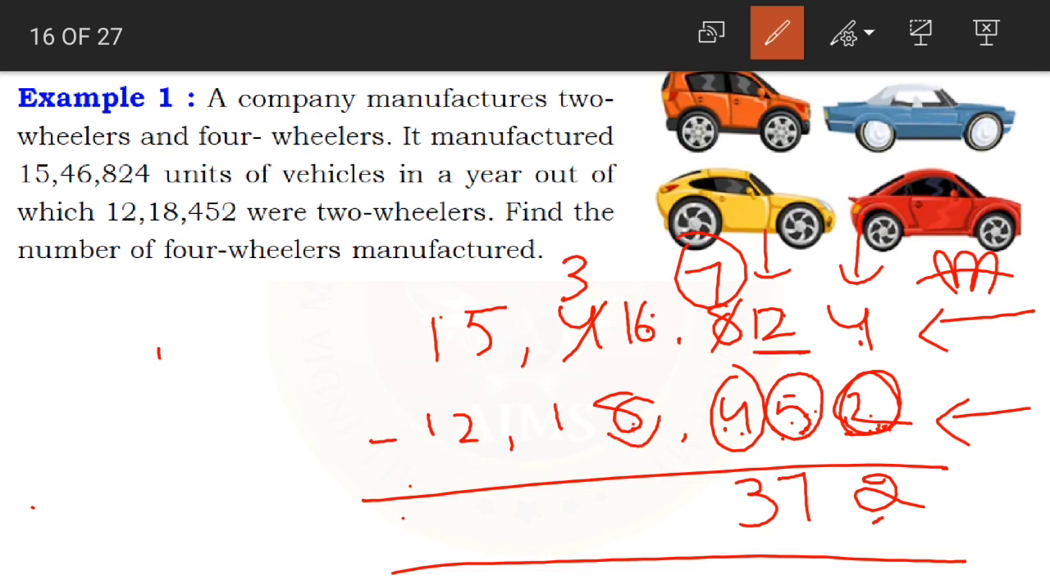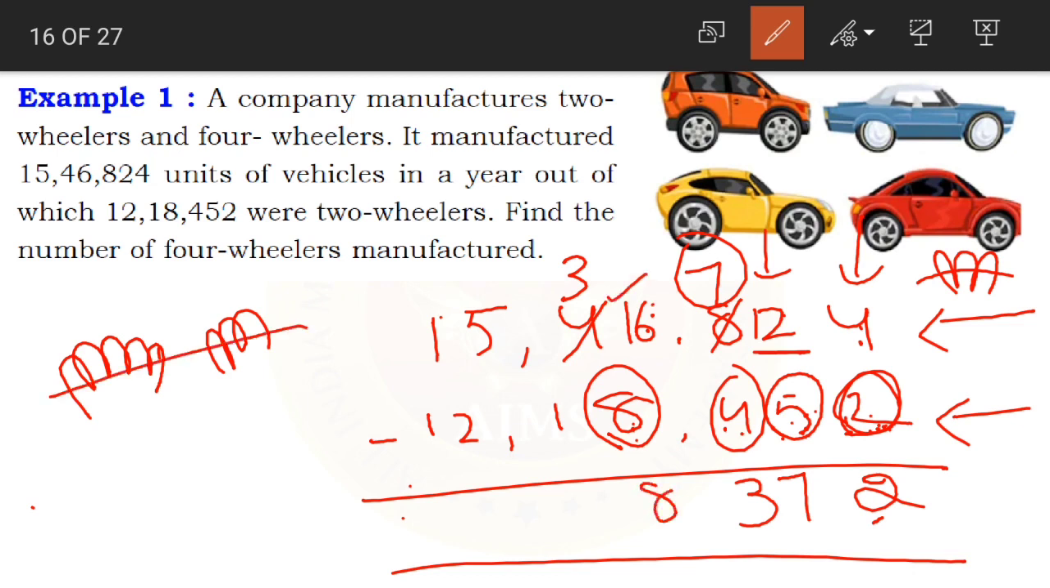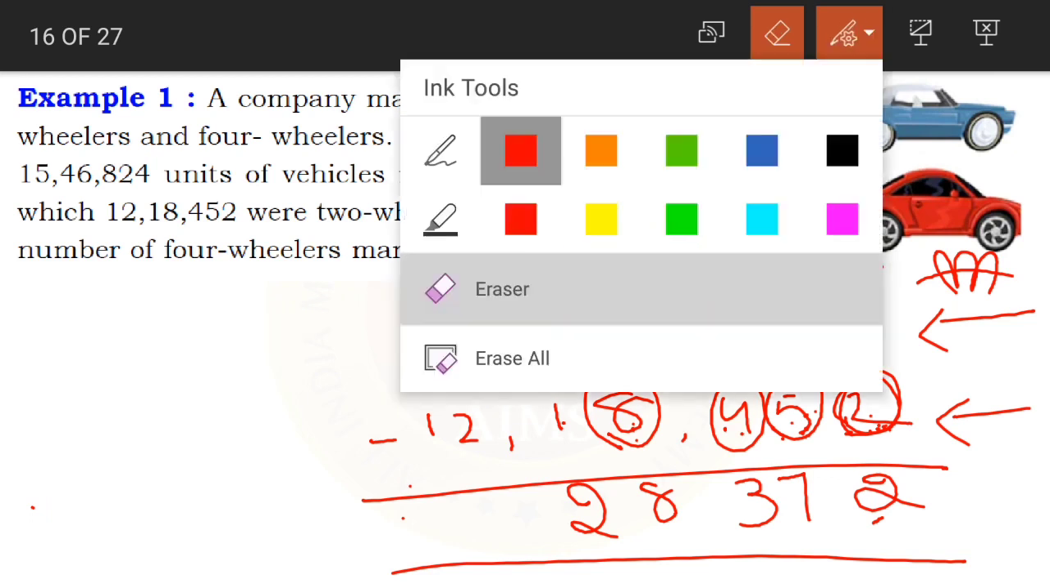16 minus 8. Keep 8 in mind. Start counting. 9, 10, 11, 12, 13, 14, 15, 16. Yes, 8 fingers. So 16 minus 8 is equal to 8. Now coming to the 10,000s place, 3 minus 1. Take 3 fingers and close 1. How many are left? 2. So 3 minus 1 is equal to 2. Coming to the lakhs place.